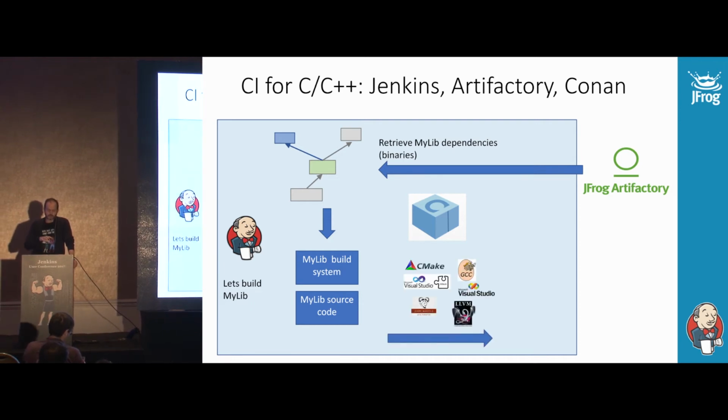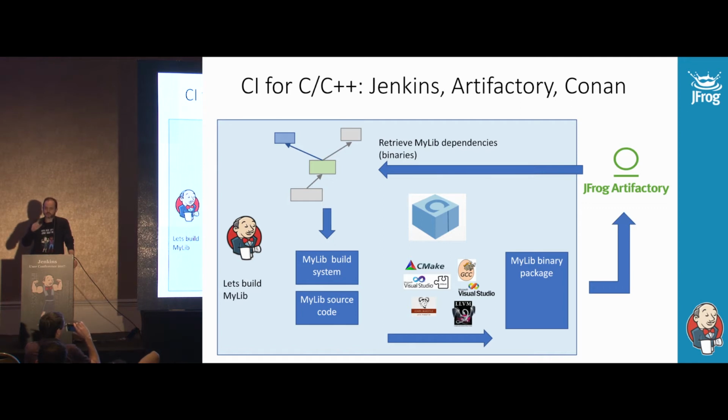Then it can take the source code, use any build system, like CMake or whatever, and create the final binary artifact. In this case, my library, it could be a static library or a dynamic shared library. And finally, we want to close the cycle and upload that binary to Artifactory, so other developers, or someone releasing the final application, will use just the latest my library artifact that we have just created in continuous integration.